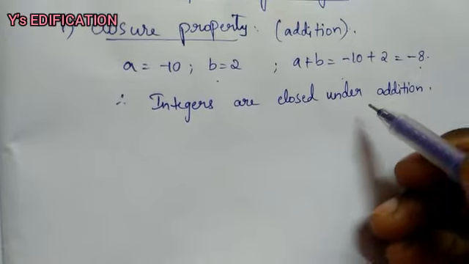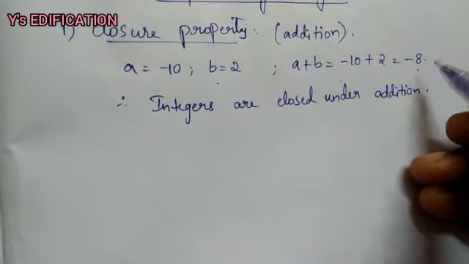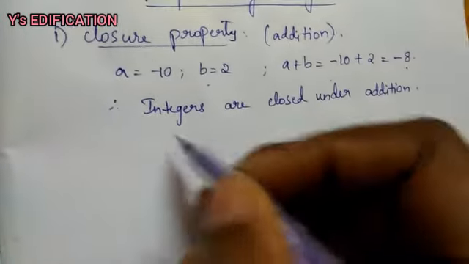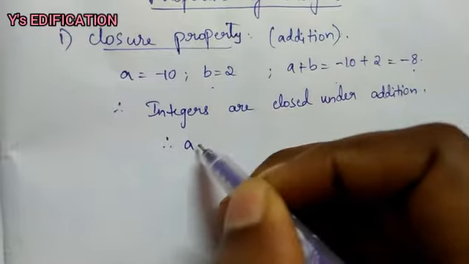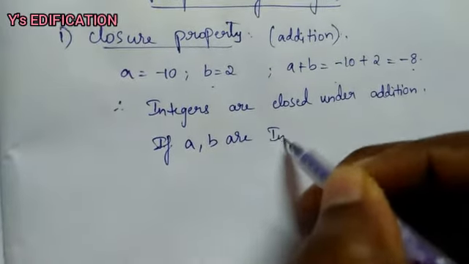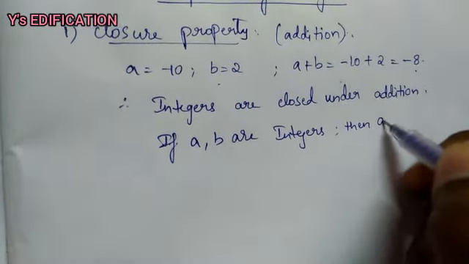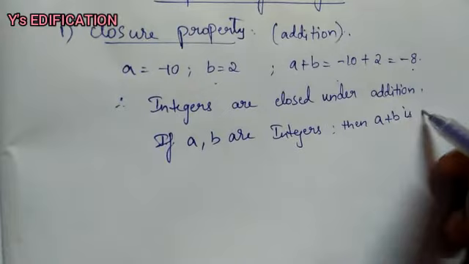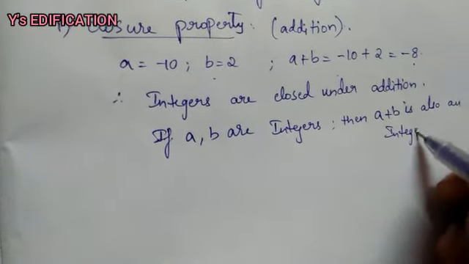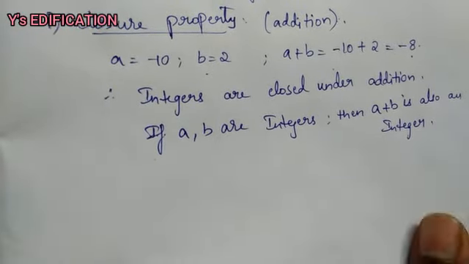If you want to check, you can do a few more examples like this. Take two integers and you can add those integers and the result will also be an integer. So how can we write? If a, b are integers, then a plus b is also an integer.